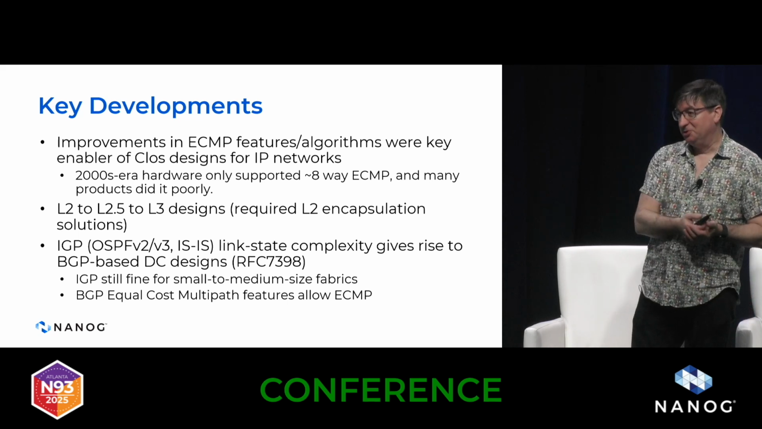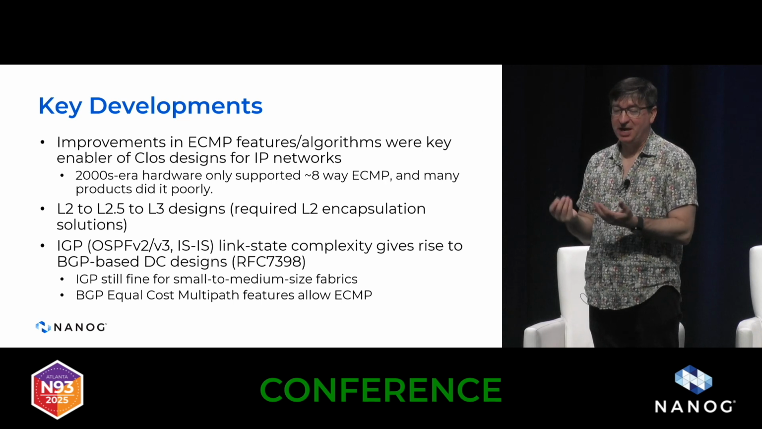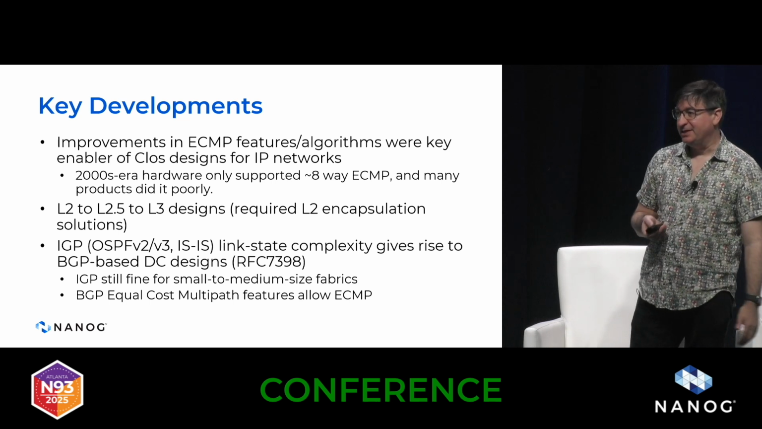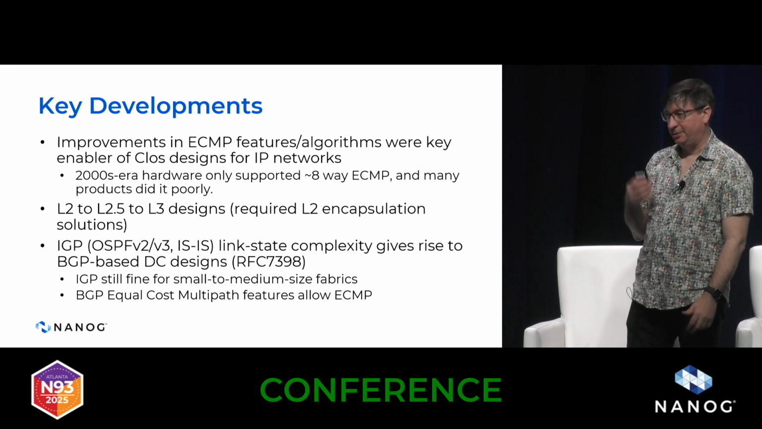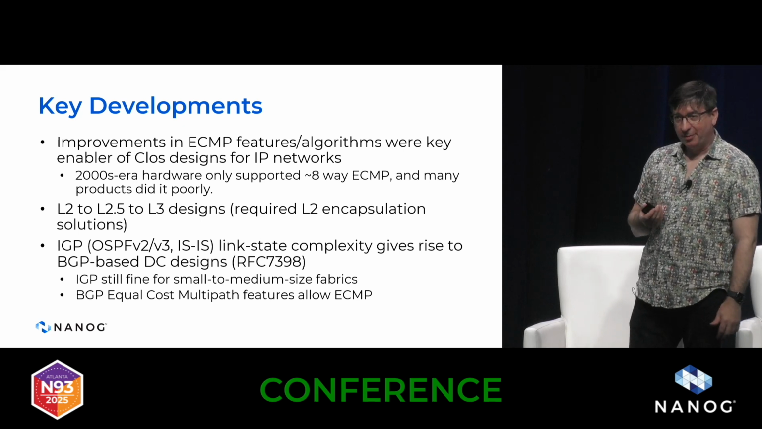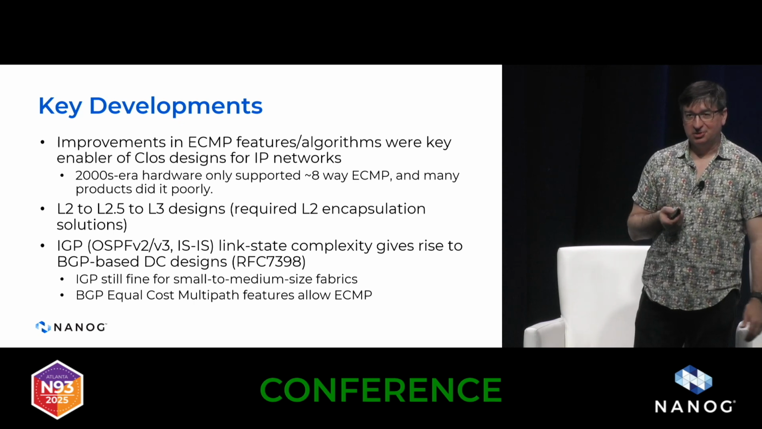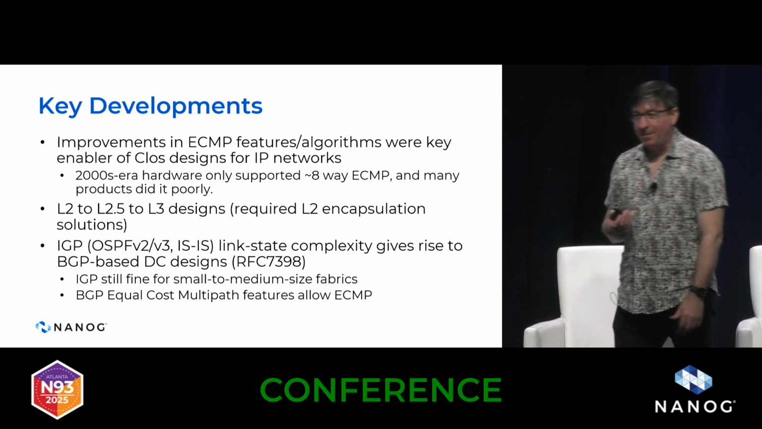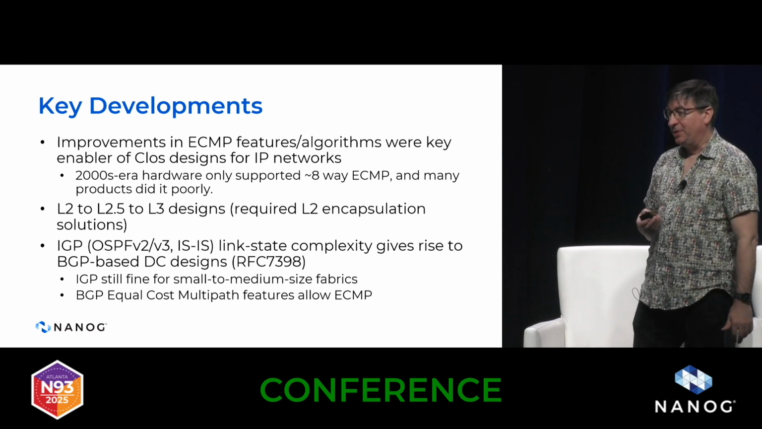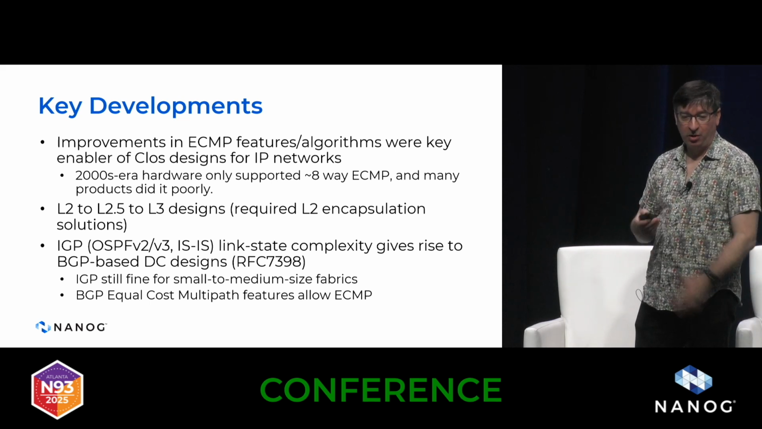So why didn't we do this from day one? There's a few developments that had to happen before this became a viable data center model. The first one is improvements in ECMP features on switch hardware, router hardware. Those of you that remember the 2000s and the biggest, most popular data center switch of the day may also remember that it could only do 8-way ECMP. So that was your maximum width for spraying traffic across ports.